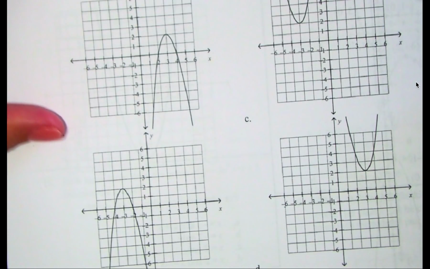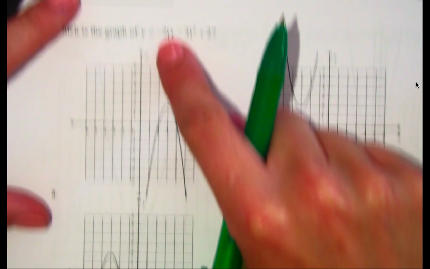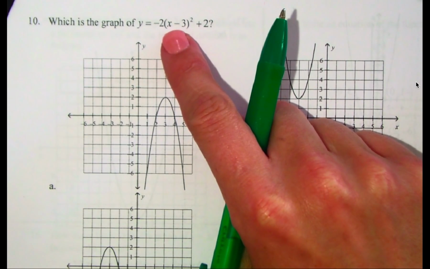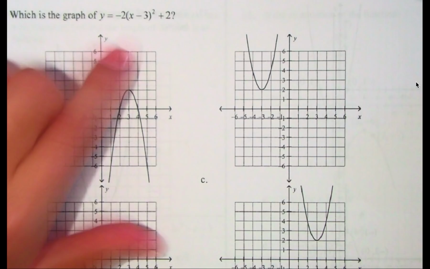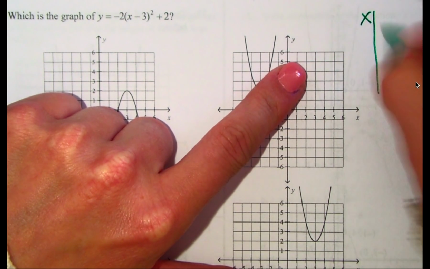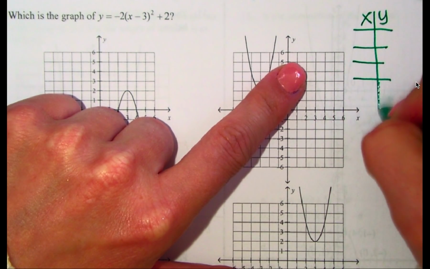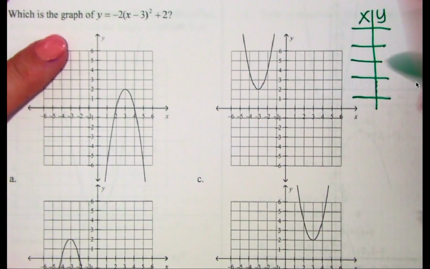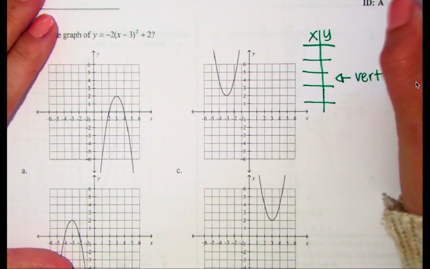Okay, number 10, we want the graph for y equals -2 times the quantity x minus 3 squared plus 2. So anytime we graph, given vertex form, we always want to make a table with 5 values so we can get a nice accurate graph. So remember, for the middle of your table, you're always going to put the vertex. Let me zoom out a little bit here. You always put the vertex in the middle.